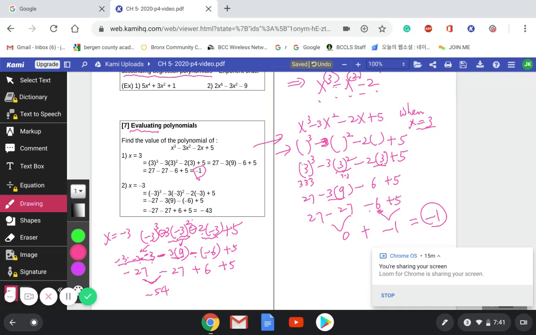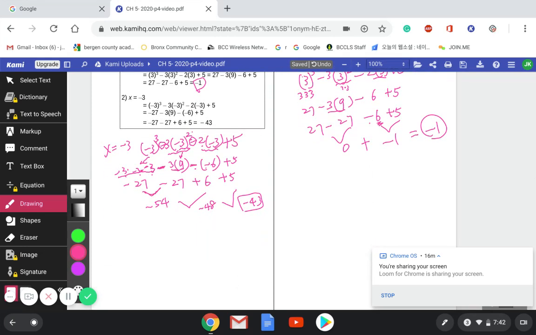And you add that with a positive 6, so it becomes negative 48. And negative 48 plus 5 becomes negative 43. Okay, so this particular operation requires signed number operations, just in case some of you forgot.